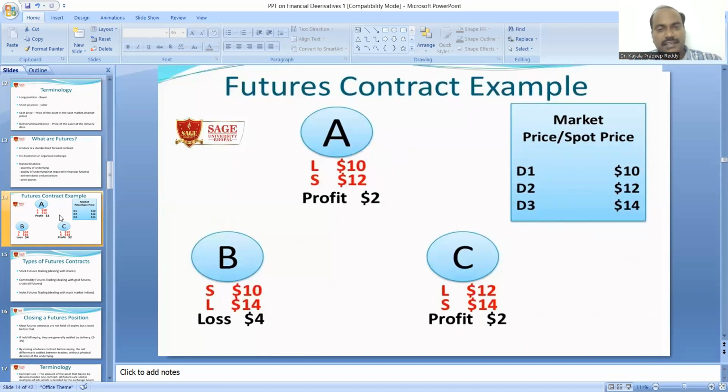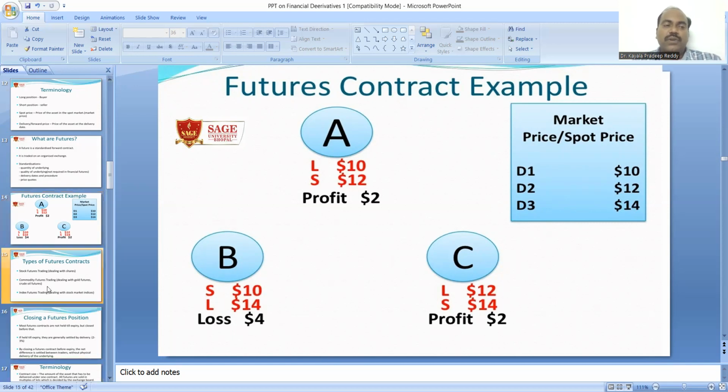So here A, B, C are the three parties, and you can see the spot price on day 1, day 2, and day 3, that is $10, $12, and $14 here. And in the given example, you can understand who is in profit and who is in loss. So the long and short positions are given in dollars here so that we can understand it best and act according to the positions.